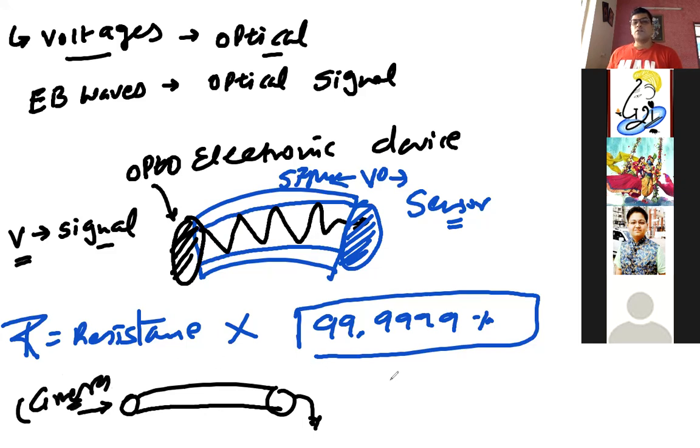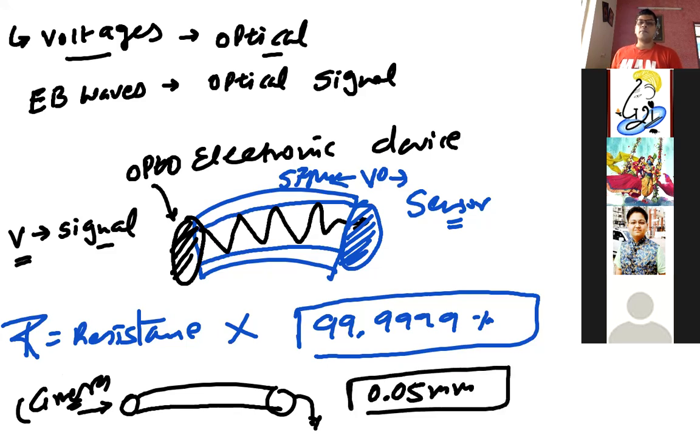And the size of your optical fiber is 0.05 millimeter. It is even smaller compared to your human hair. So this is how the optical fiber will have such a thickness. So optical fiber is such a thing.